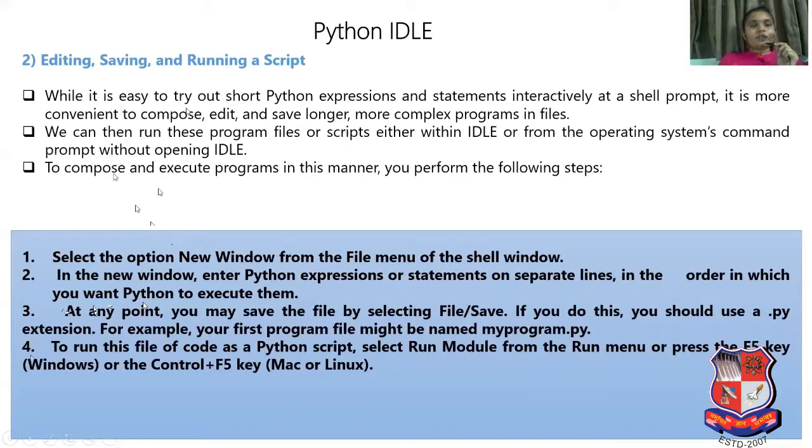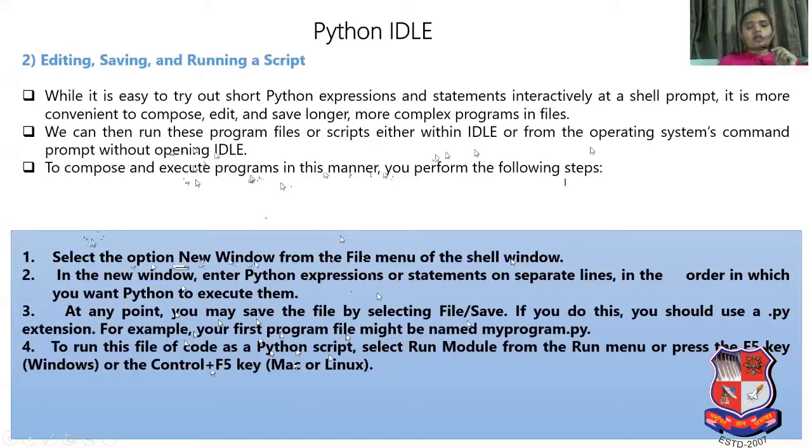While it is easy to try out short Python expression statements interactively at the shell prompt, it is more convenient to compose, edit and save longer, more complex programs in a file. So in that case, we need to write our program into a scripting file. We can then run these program files or scripts either within IDLE or from the operating system command prompt without opening IDLE. To compose and execute a program in this manner, you need to perform the following steps.